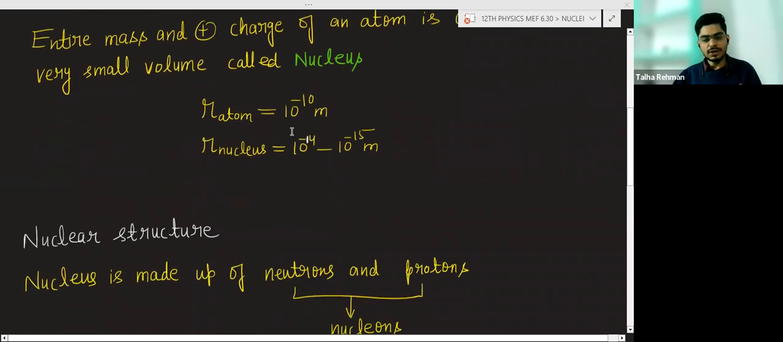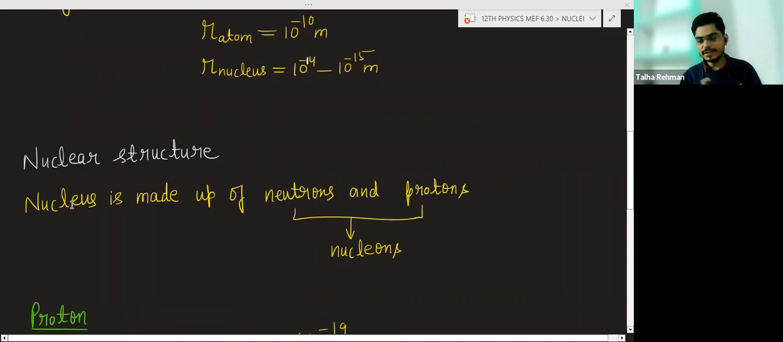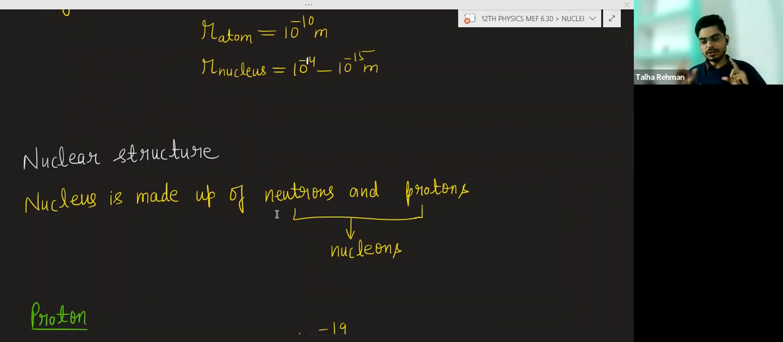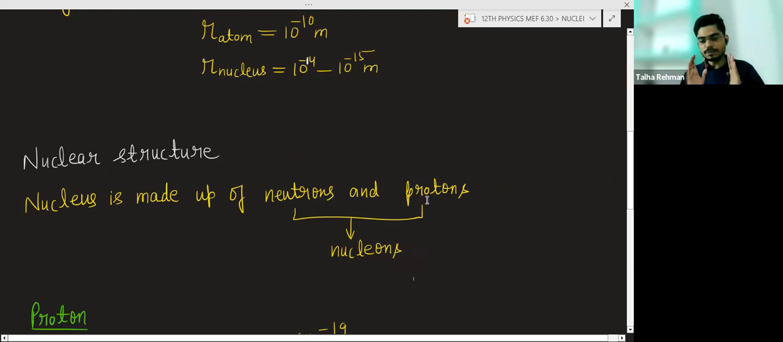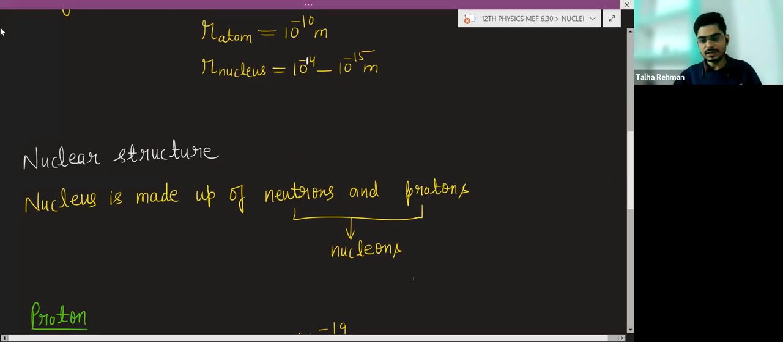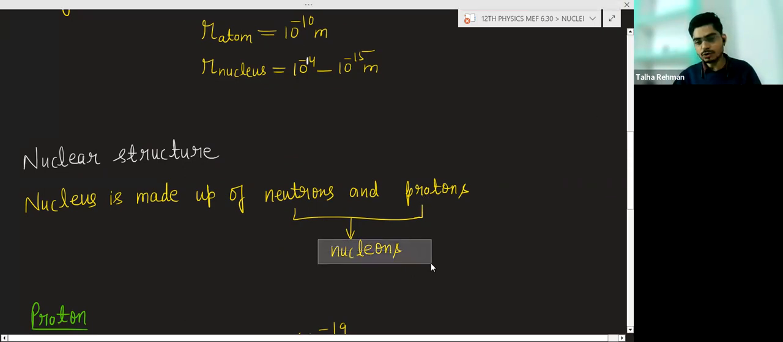After that, nuclear structure. Inside the nucleus, there are neutrons and protons. These neutrons and protons inside the nucleus are known as nucleons. So the nucleus is made up of neutrons and protons, which are known as nucleons.